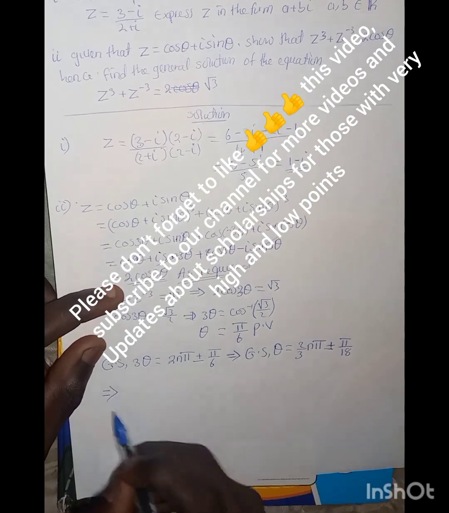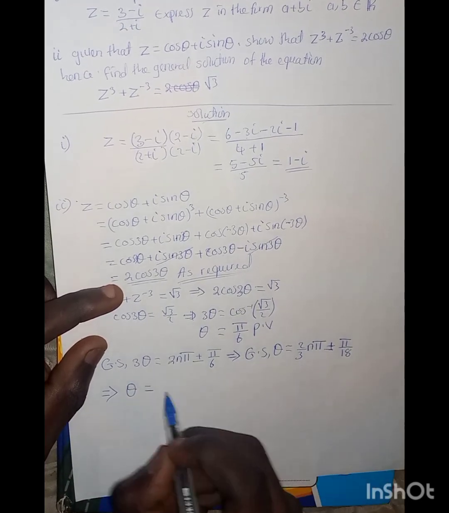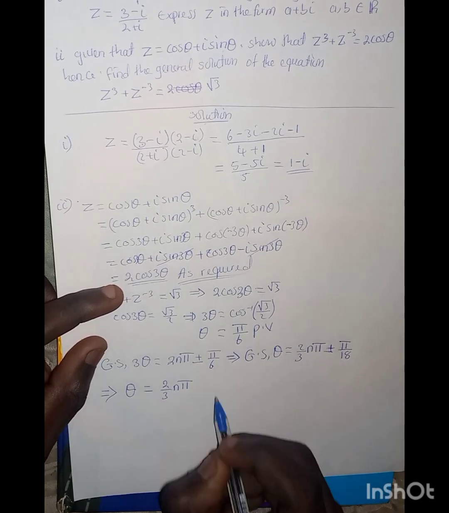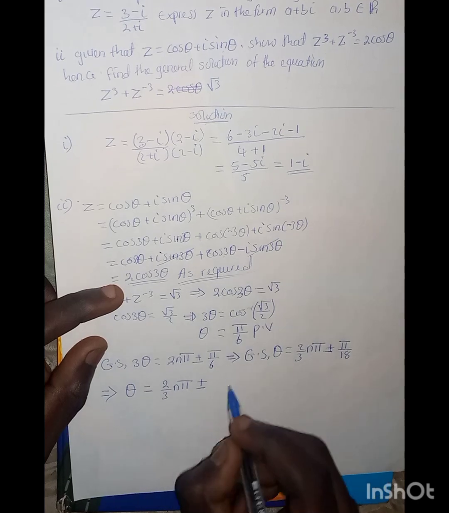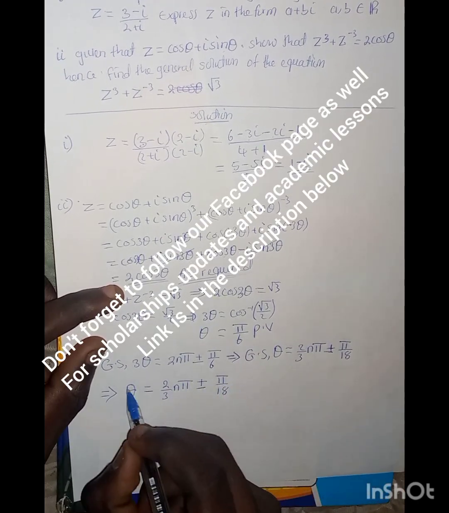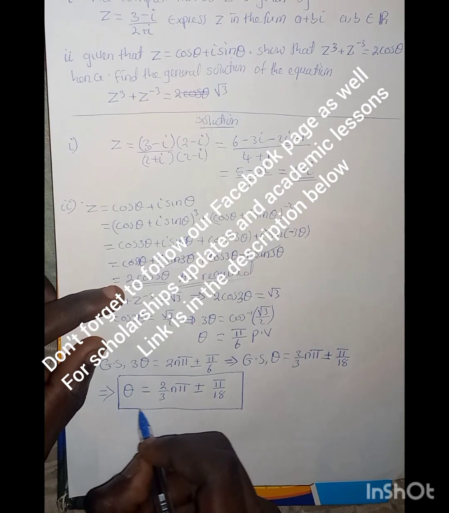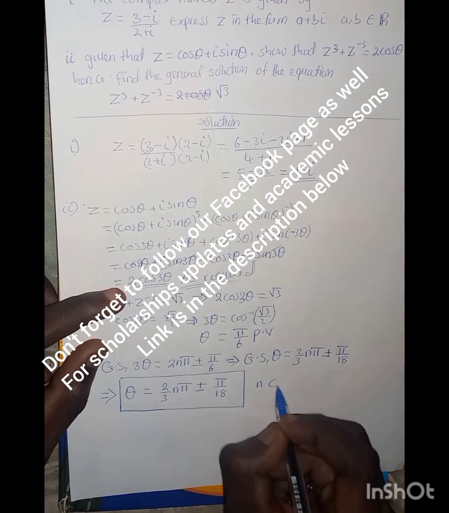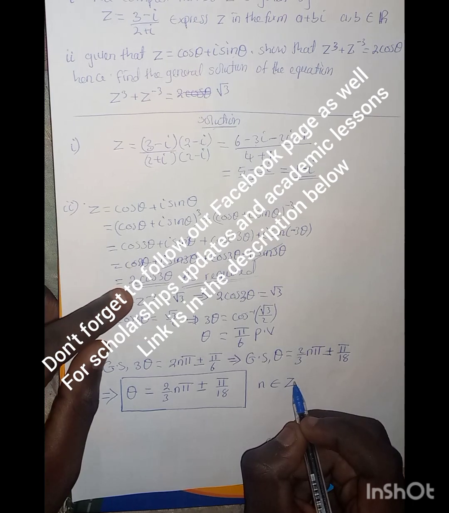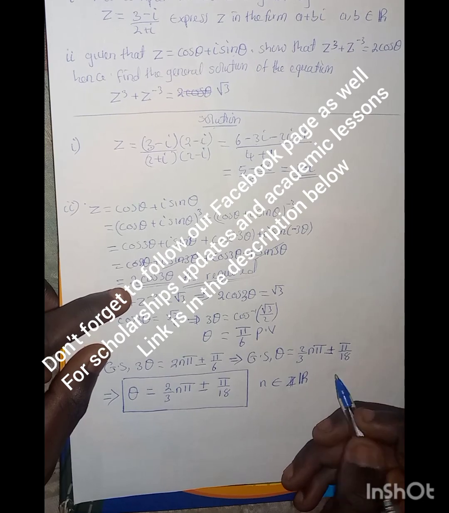Let me write it now in a clear manner. We have theta equal to 2 over 3 n pi plus or minus pi over 18. Yes, so that's our general solution. You can just say where n belongs to the set of real numbers. Okay, great. So that's it.